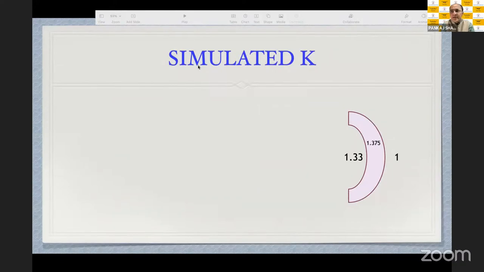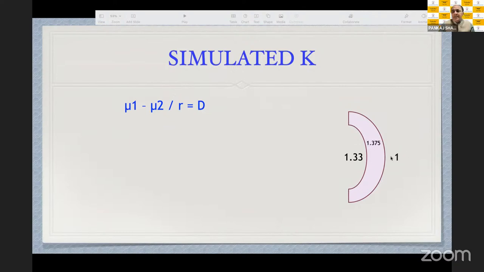So simulated K is what we have been measuring over these years with the keratometer, with the autoref, with all these things. We are only measuring a simulation of the corneal power. This is not the true corneal power. How that is done is by this formula: the refractive index of the second surface minus the refractive index of the first surface, where the light is coming from, divided by the radius of curvature gives the dioptric power, radius of curvature in meters.